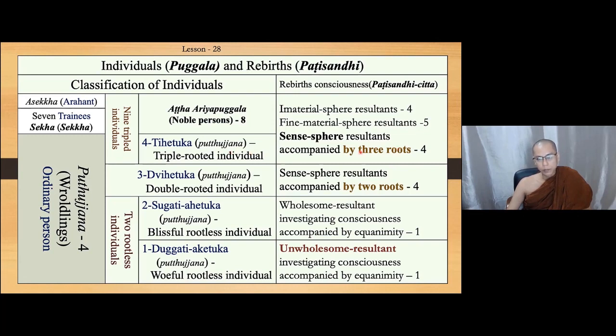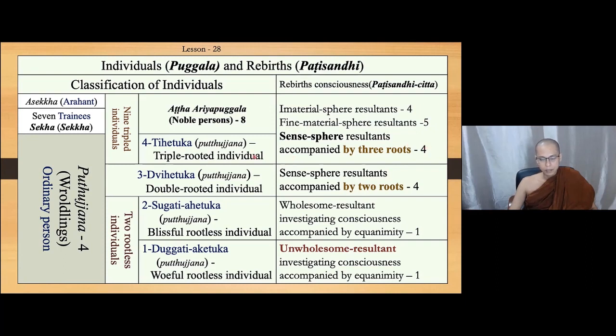So the Tihetuka Puthujana can be reborn by any of the 13 Tihetuka rebirths, depending on the plane of existence where he was born. If the Tihetuka Puthujana, the triple-rooted individual, was born in the sense-sphere plane of existence, his rebirth-linking consciousness can be identified by the sense-sphere resultant associated with the 3 roots: Alobha, Adosa, and Amoha. So there are 4 types of consciousness among the 8 great resultant.